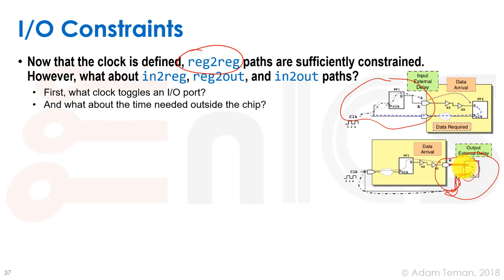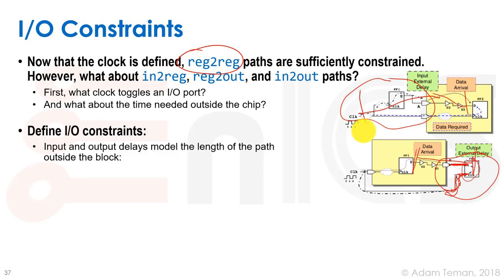And if we have no idea about it, we can never meet or define any type of max and min delay on such a path, or similarly on such a path. So what we have to do is make some sort of a model for this. The first way, the traditional way, I guess, to do it is setting an input and output delay.